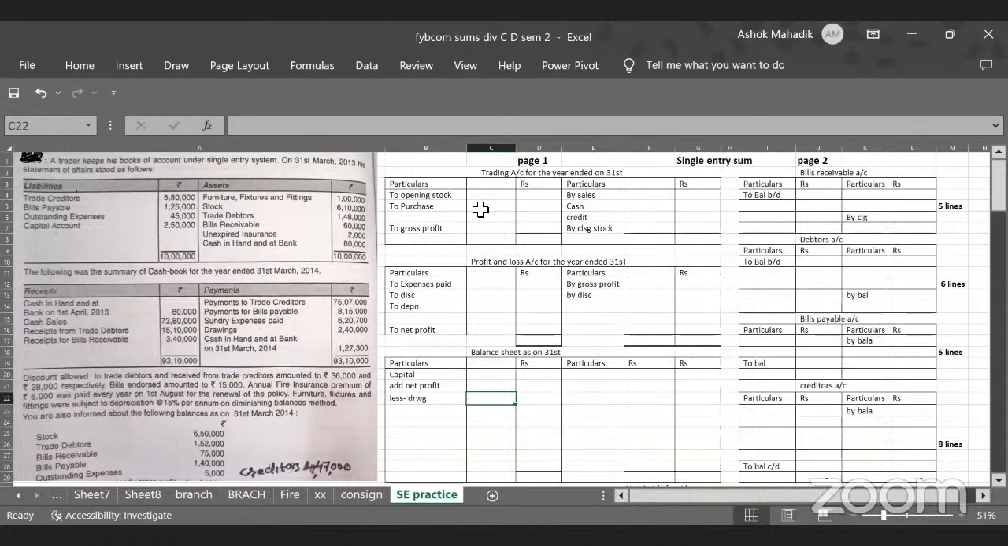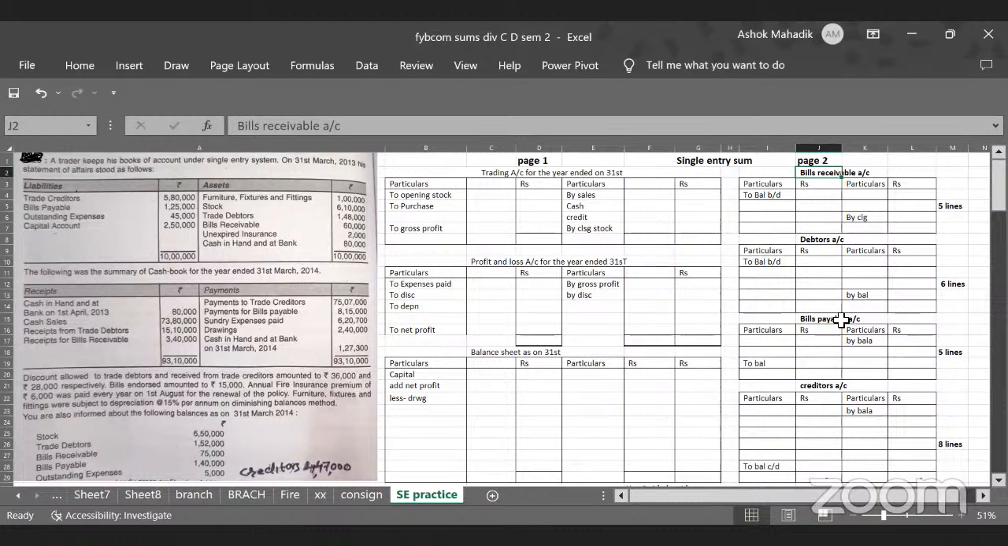Okay, like creditor, we have opened a creditor account. You can see it. I'll just make it bold. We have opened 4 accounts apart from our final accounts format. These accounts are bills receivable, debtors, bills payable, and creditors. Always prepare them in this format.